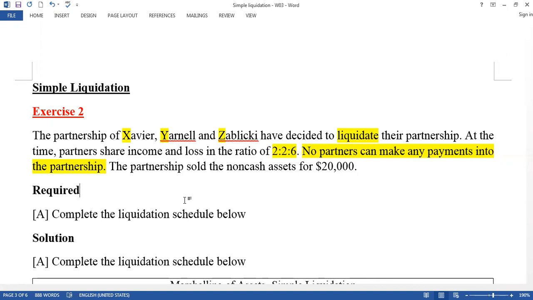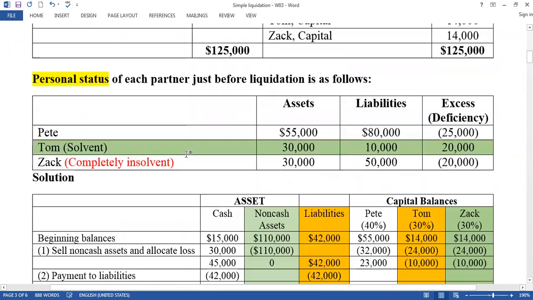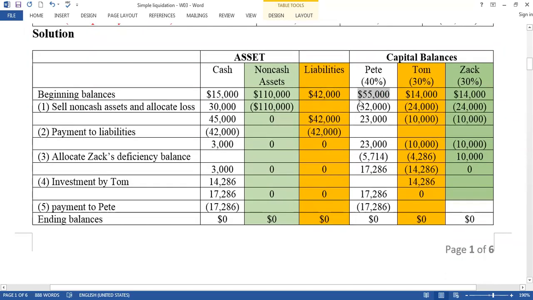So yes, it means that if there is any capital deficiency, they don't have the ability to bring personal money. You understand? Look at the previous question. According to the previous question, Jack is completely insolvent, but Tom has the ability to bring personal money, right? Tom has the ability to bring personal money, but P does not need to bring any personal money. Why? Because P's capital is already very high.